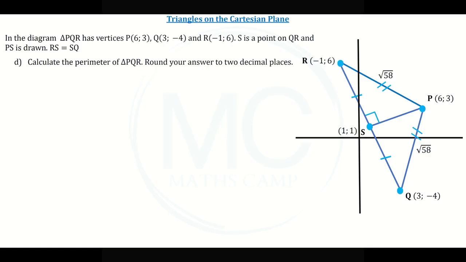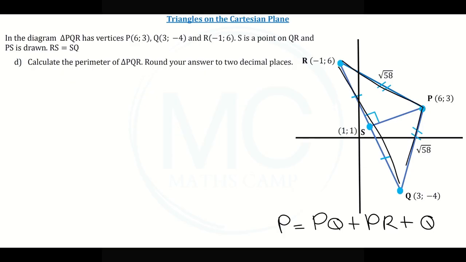Calculate the perimeter of triangle PQR and round your answer to 2 decimal places. The perimeter of a shape is the total length of all sides. So to find the perimeter of this triangle, we say P for perimeter is equal to this side, PQ, plus this side over here, PR, plus the third side over here, QR.